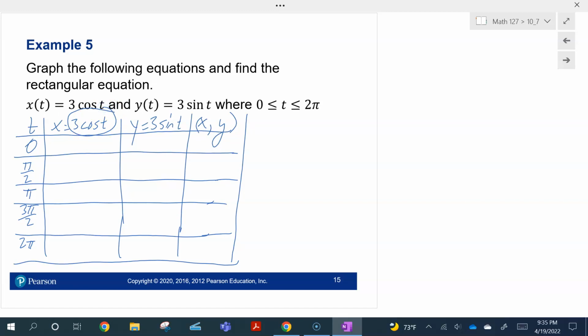Cosine of 0 is 1. 3 times 1 is 3. Now I'm plugging it into the y value. Sine of 0 is 0. 0 times 3 is 0. So we have the point (3, 0).